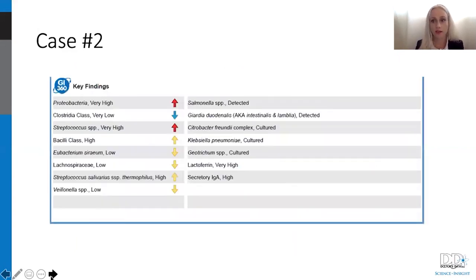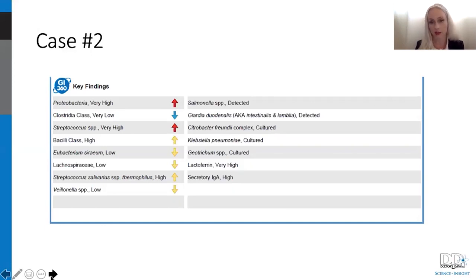Now, within the key findings, we see that the patient has high Proteobacteria associated with IBS and IBD, low Clostridia, so potentially low butyrate, very high Streptococcus species, high Bacilli, decreased Eubacterium eligens, low Lachnospiraceae, so that is a low butyrate producer. And then the Streptococcus is higher and the Veillonella is lower.